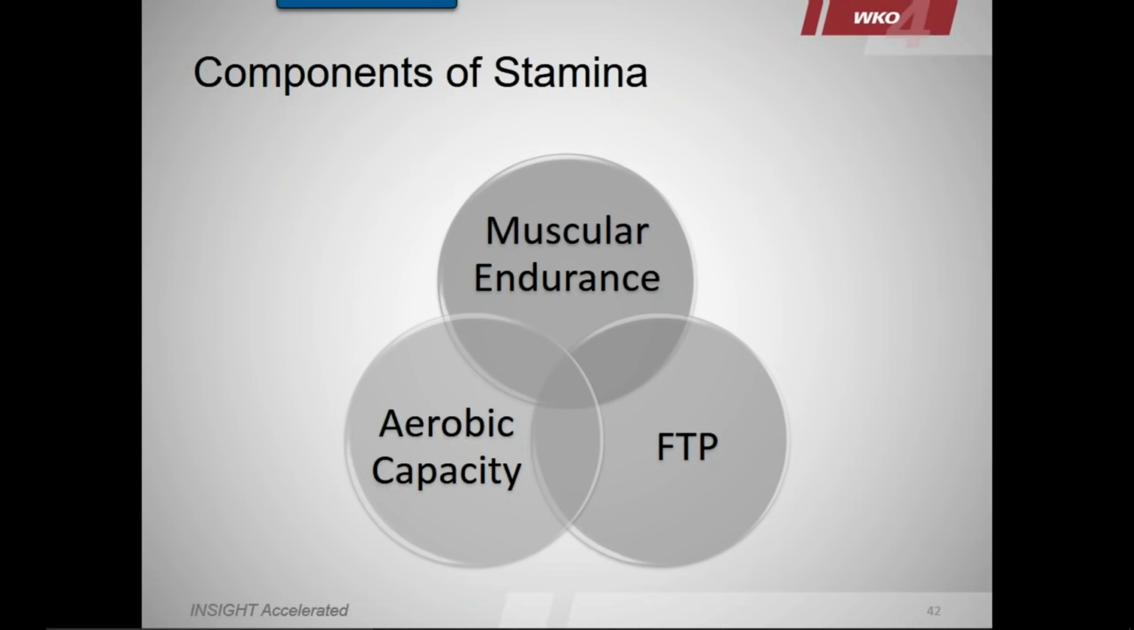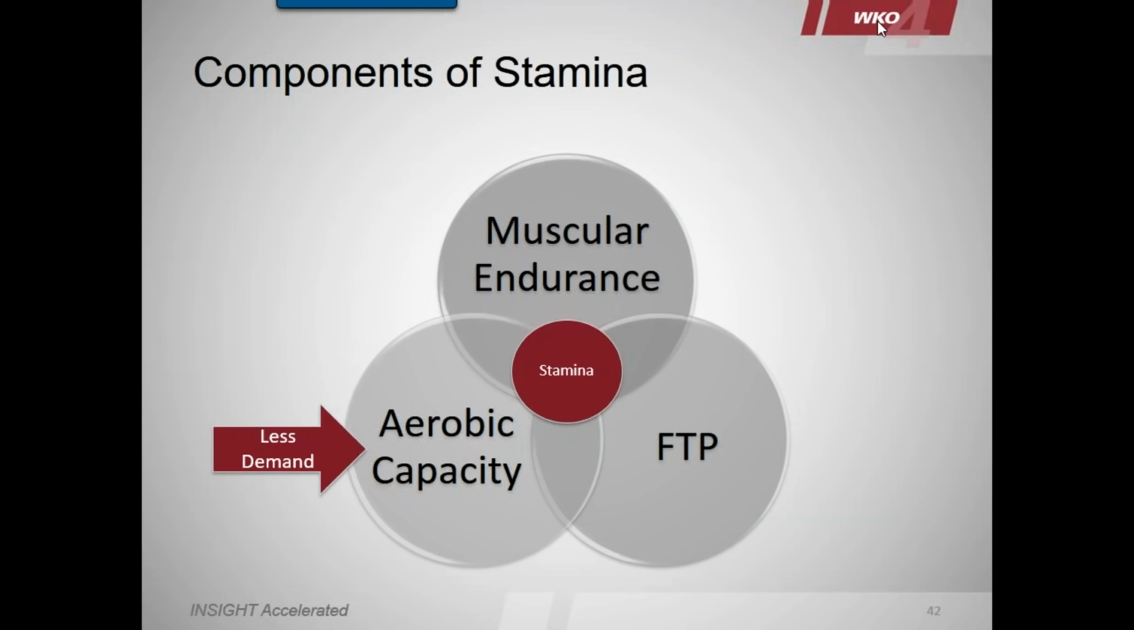When you start thinking about the components of stamina, it's important because if you're thinking about improving it, you need to think about what the components are. Let me just see if I can fix this screen. You guys, I'm so sorry for the technical difficulties. I've done this before, and once my computer goes to it, it won't let go. Okay. We have muscular endurance, aerobic capacity, and FTP.